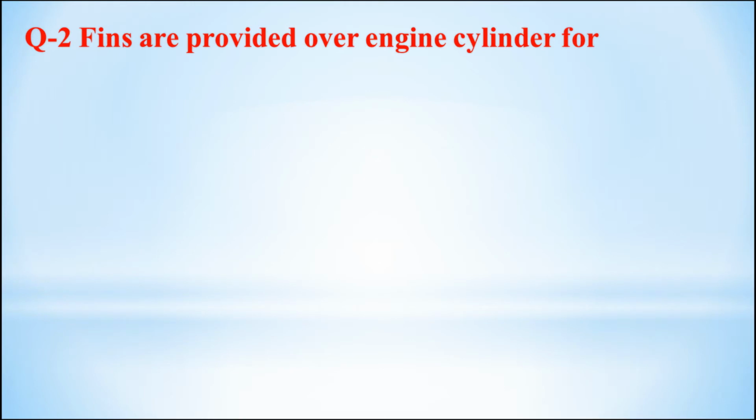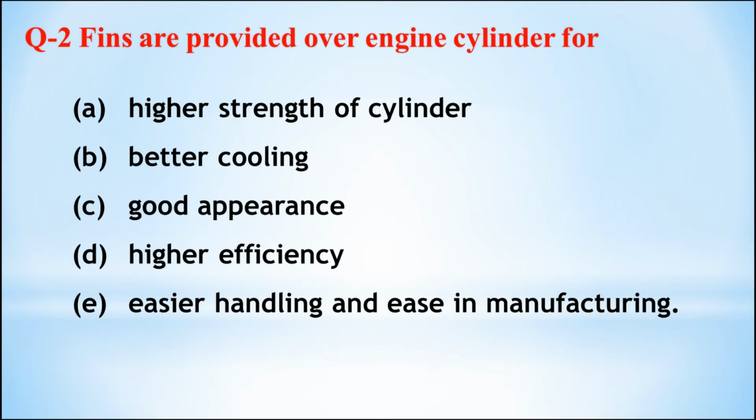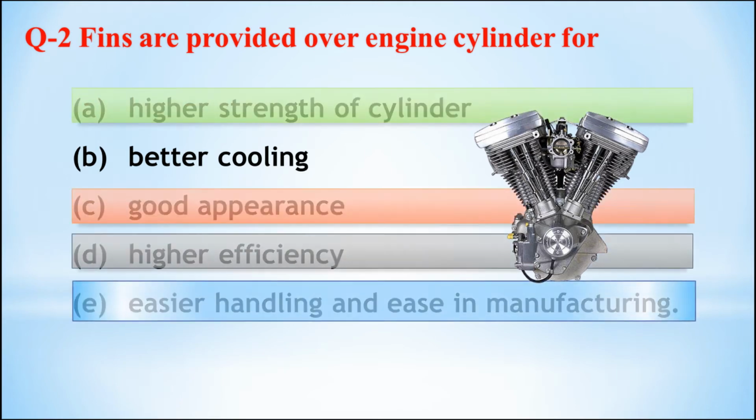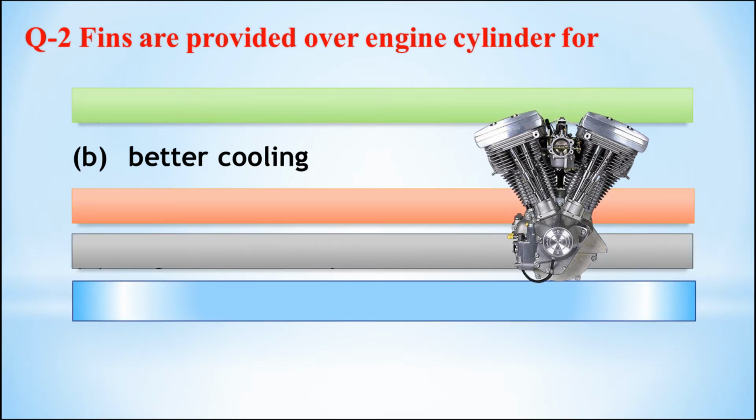Question number 2. Fins are provided over engine cylinder for: option A, higher strength of cylinder; option B, better cooling; option C, good appearance; option D, higher efficiency; option E, easier handling and ease in manufacturing. We know that there are two types of engine, air cooled engine and water cooled engine. In case of air cooled engine we are using fins, and fins are the extruded surfaces to increase the contact area for better cooling. So the right answer is option B, better cooling.